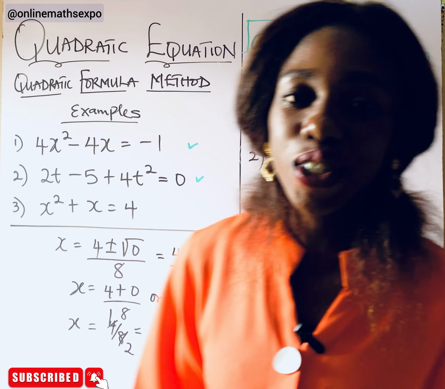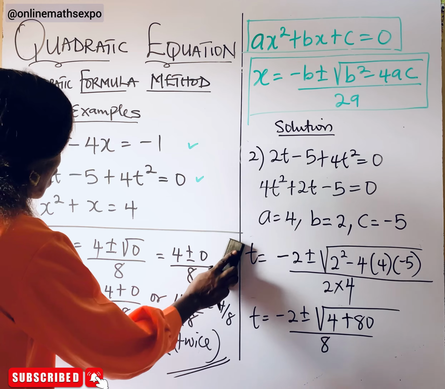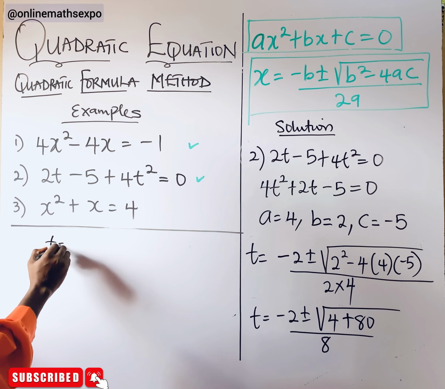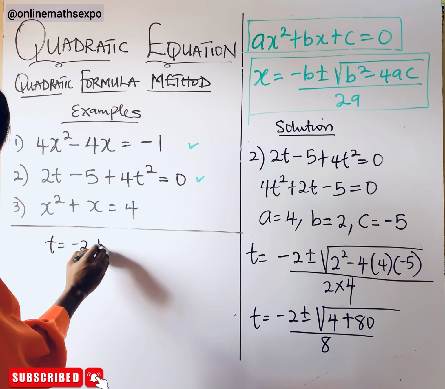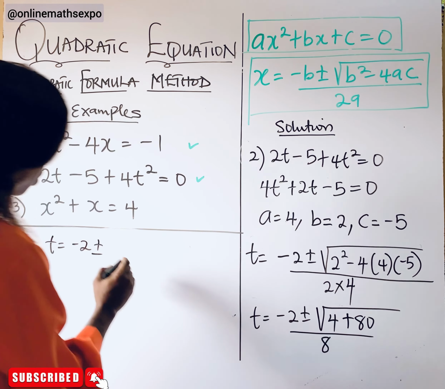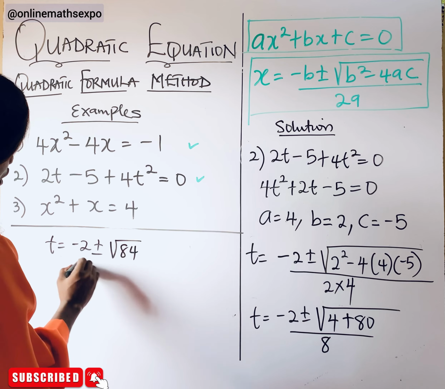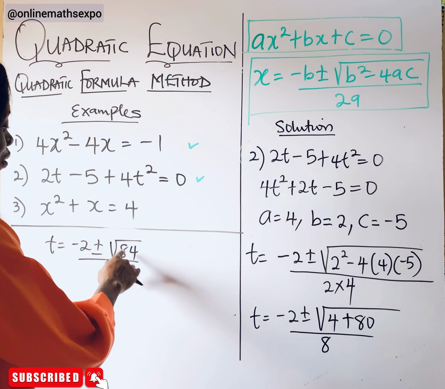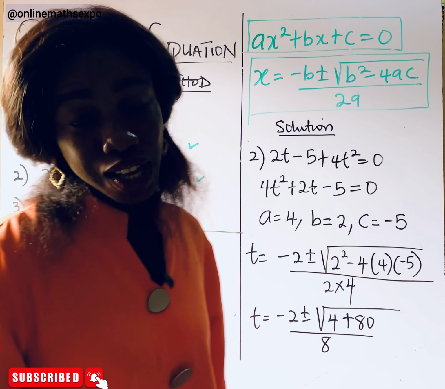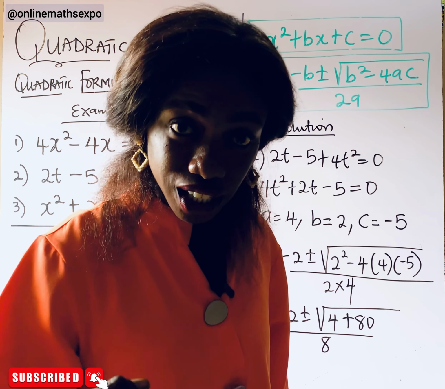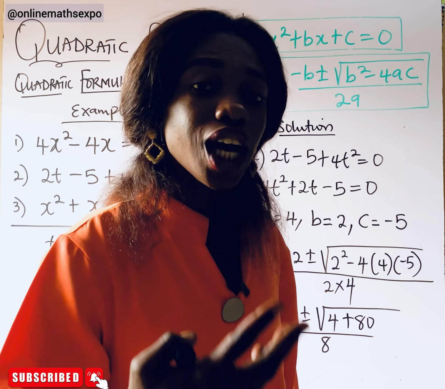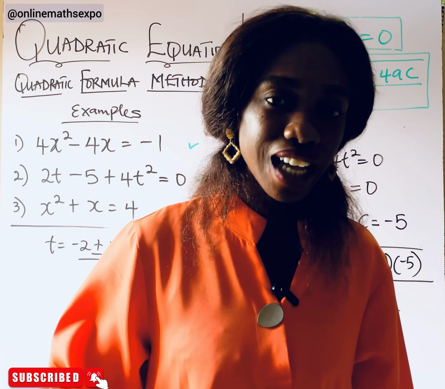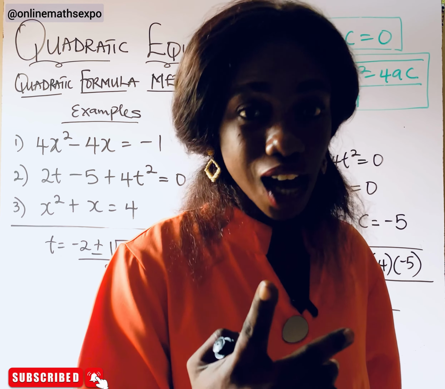At this point we are concluding it. So we are going to have t equal to -2 plus or minus, if you add this, the square root of 84 all over 8. Now at this point, you will check that the square root of 84 is not going to give you a whole number. You can choose to do it using decimals, but I'm going to show you how to do it leaving your answer in short form, because most times students may be asked to leave their answers in short form. So let me show you how you will do that.